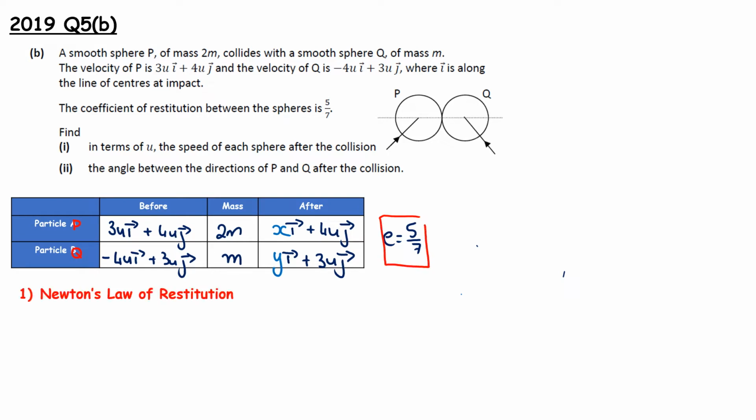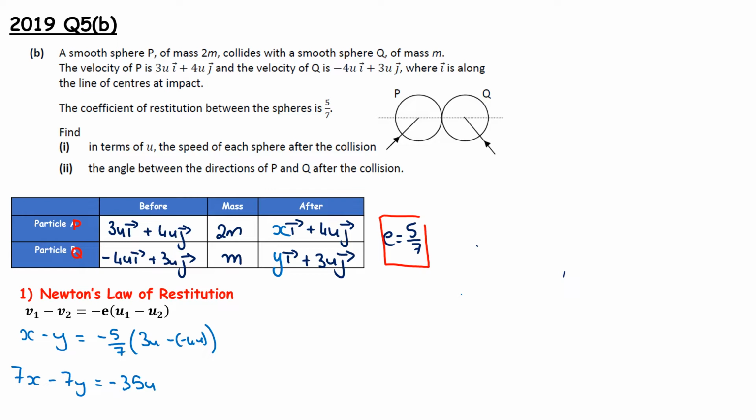Now we're going to do Newton's law of restitution, which is v1 minus v2 is equal to minus e(u1 minus u2). When we come to this, we're only going to put in the bit of the vector, either the i or j, that has changed. So for us, we're only putting in the i component. So we have x minus y is equal to minus 5 over 7 times (3u minus 4u). So that is 7x minus 7y is equal to minus 35u. We can simplify that, divide across by 7: x minus y equals minus 5u. That becomes equation 1. Second thing we're going to do is the principle of conservation of momentum.